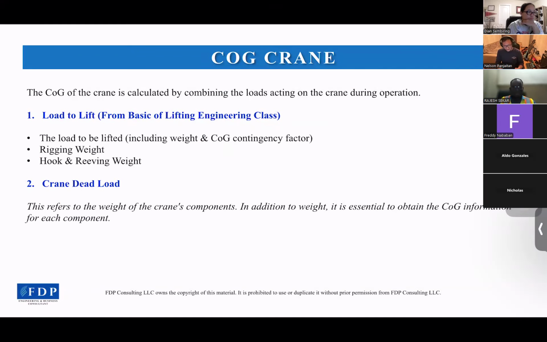So as I have mentioned before, crane COG is calculated by combining the crane's components and the load itself during operation, right? So for the crane's load, here we will use the load to lift, which has been explained yesterday. Load to lift consists of the gross weight plus the rigging weight and hook and rigging weight.